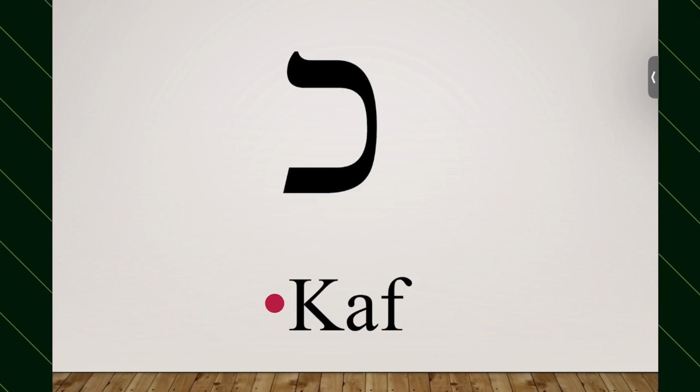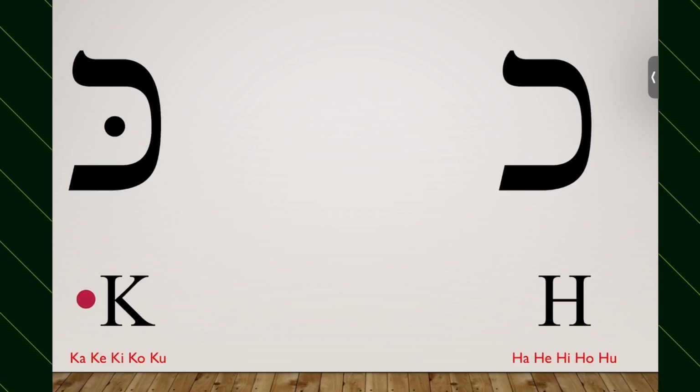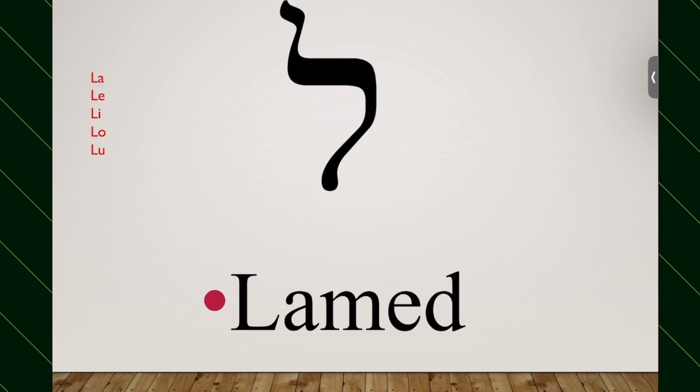Okay. Next one is kaf. And again, this has two versions depending on the dot in the middle. Okay. With dagesh, we have ka, ke, ki, ko, ku. Without dagesh, it has a cha sound. Cha, che, chi, cho, hu. Okay, just like the chet. Next one, lamed. La, le, li, lo, lu.